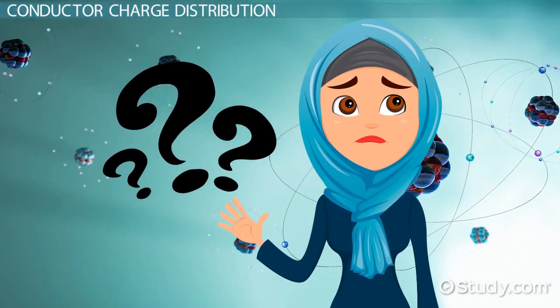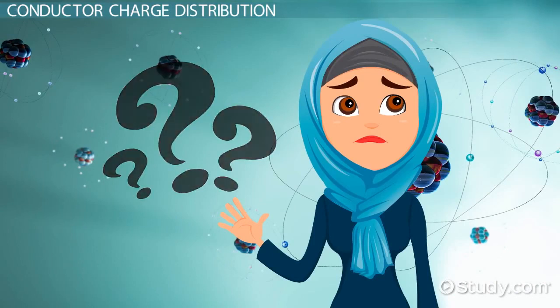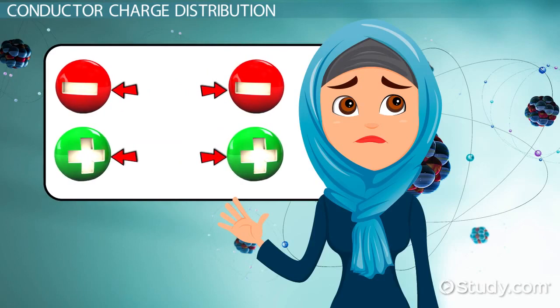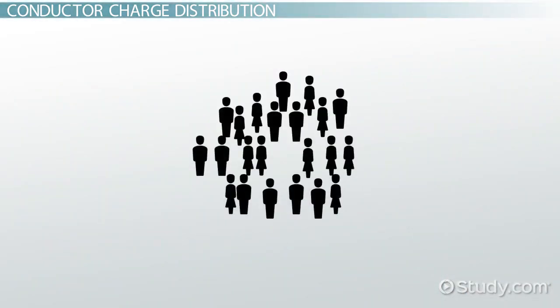How do the charges know where to go? Remember that charges that are the same will always repel each other. So if there are excess electrons anywhere in a conductor, they'll push away from each other until they get as far from each other as they can. Where will they end up?